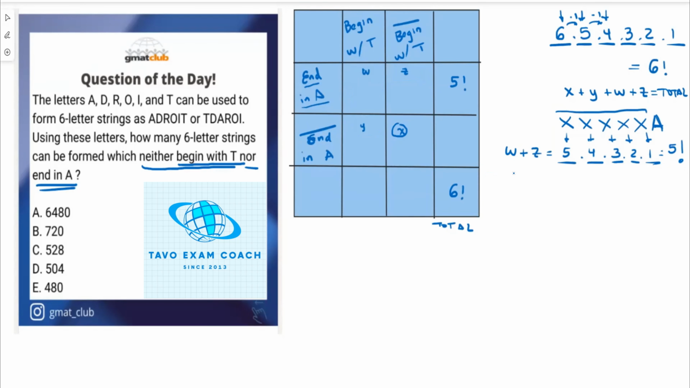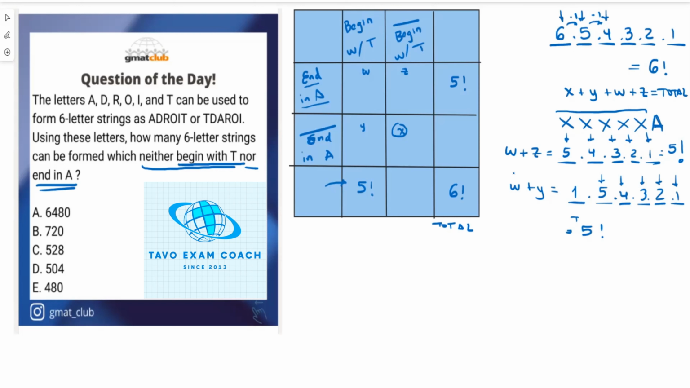Now, if we wish to calculate the total of strings beginning with the letter T, which is equivalent to W plus Y, this would be, according to the principle of multiplication, at the beginning we have letter T, so it's just 1 option. Then it could be any of the 5 letters available, then 4, 3, 2, and 1 correspondingly. This product is also 5 factorial. So this total is 5 factorial.